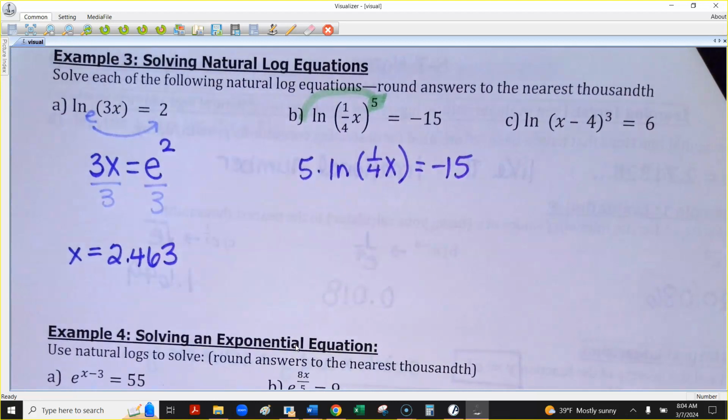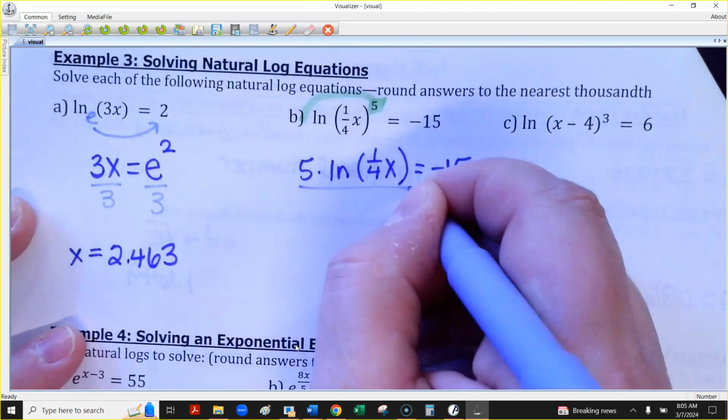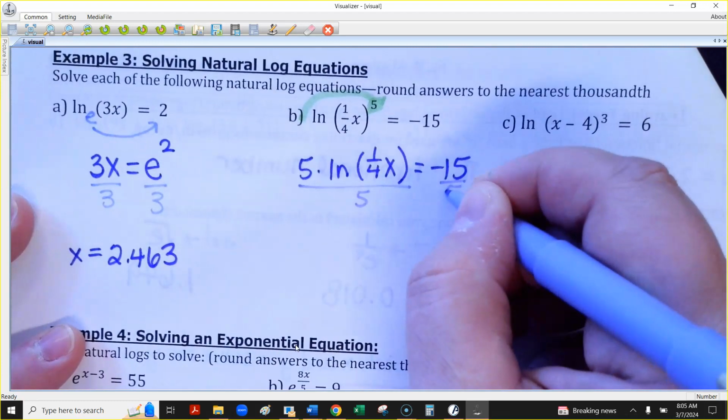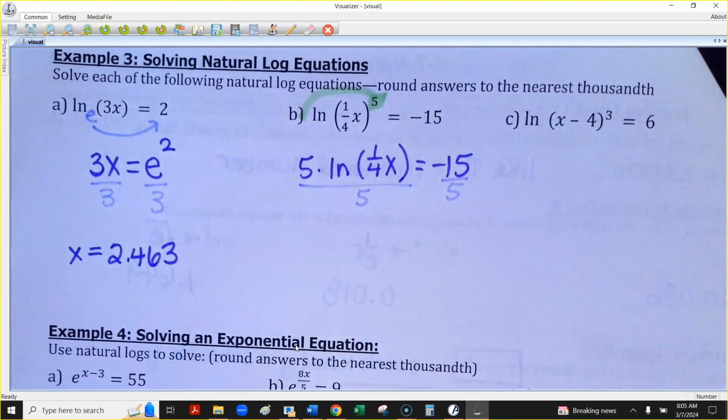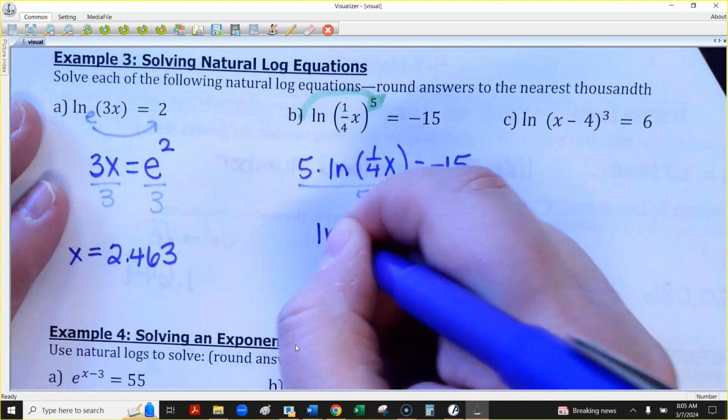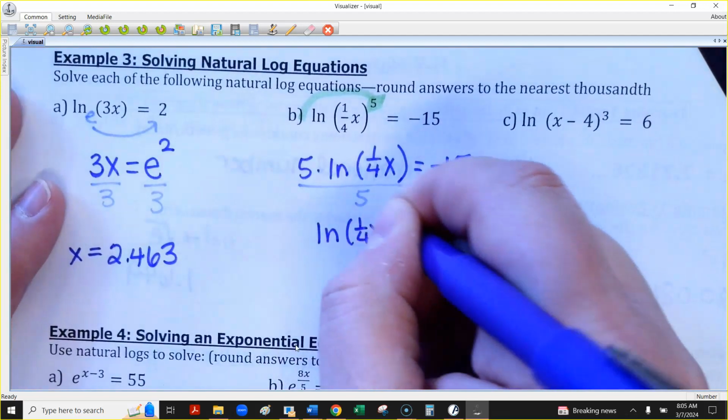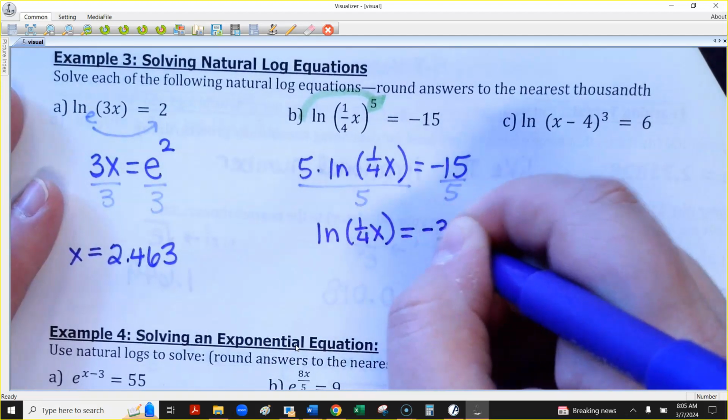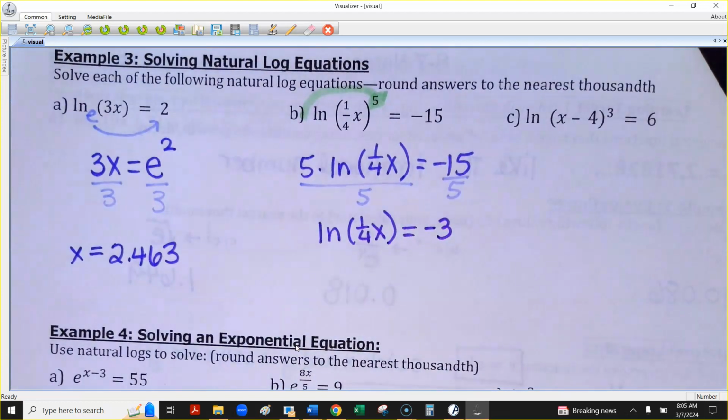Now, the reason I'm doing that, I could do what we did on the last question, right? We could swing the e to the other side, but then I'm going to have to take a fifth root, which is a lot of buttons to push on the calculator. So I'm just trying to save you a second here. If you drag that power down in front, what you could actually do just real quick is just divide by that to get the natural log alone. So I'd have natural log 1/4 x equals -3, and then we could just go from there. That's a little bit easier than taking a fifth root.